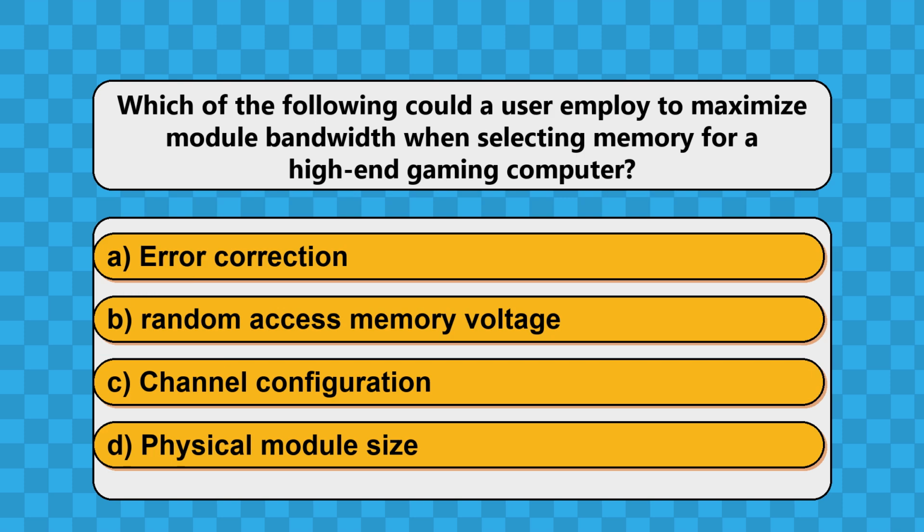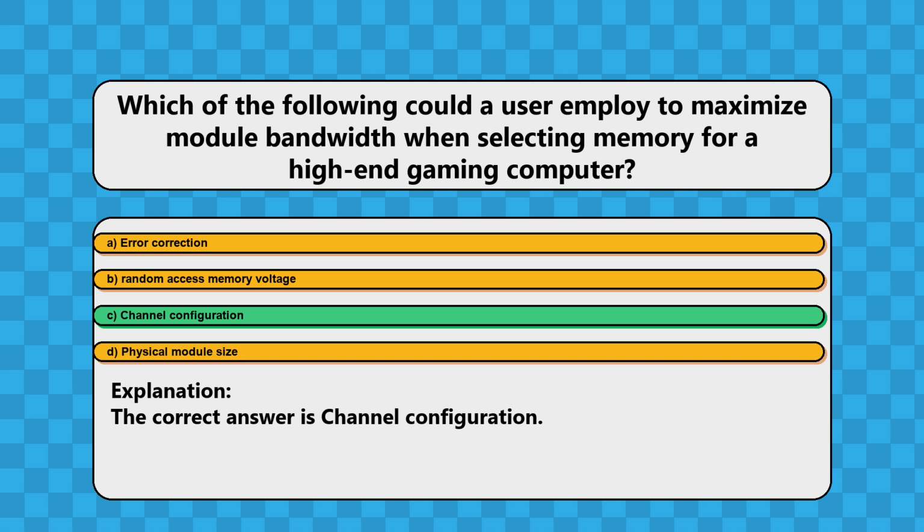Question 23. Which of the following could a user employ to maximize module bandwidth when selecting memory for a high-end gaming computer? Option A, error correction. Option B, random access memory voltage. Option C, channel configuration. Option D, physical module size. The correct answer is option C, channel configuration.